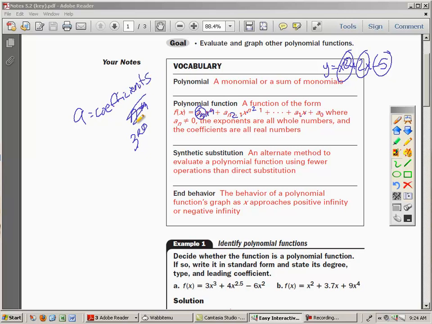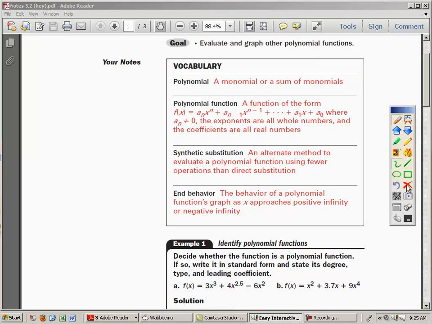In the last chapter we called them a, b, and c because for all the quadratic stuff we would have no more than a trinomial, so we could quantify them by having three coefficients a, b, and c. Now we're going to call them a sub n minus 1, a sub n minus 2, all the way down to a sub 0. The exponents of all of these have to be whole numbers, and the coefficients are also real numbers. Not necessarily whole numbers, but they have to be at least real numbers. You can't have coefficients that are imaginary, which we talked about in the last chapter.